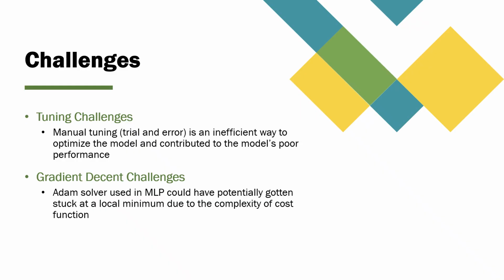So let's talk about the challenges that I faced while working on this project. The core challenge of this project was the tuning method. Manual tuning is basically trial and error. This is a very inefficient way to optimize the model and contributed to the model's poor performance. Secondly, I believe that the Adam solver for the MLP became frozen halfway to the optimal solution. It is possible that the solver got stuck at a local minimum due to the complexity of the cost function, leading to poor results.